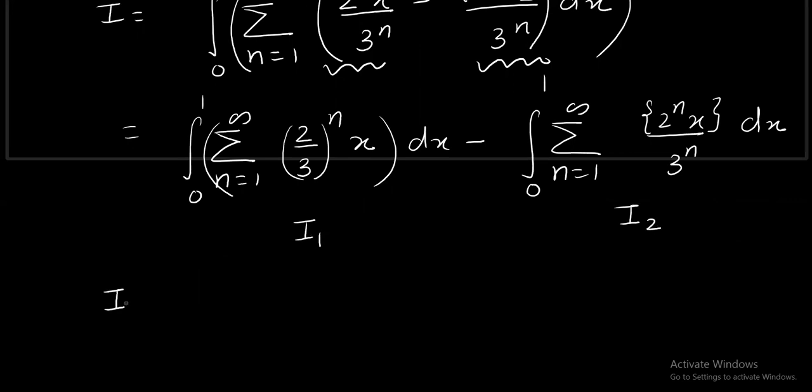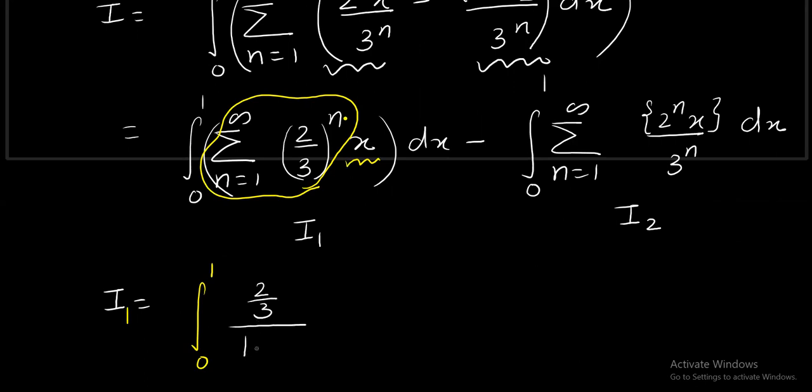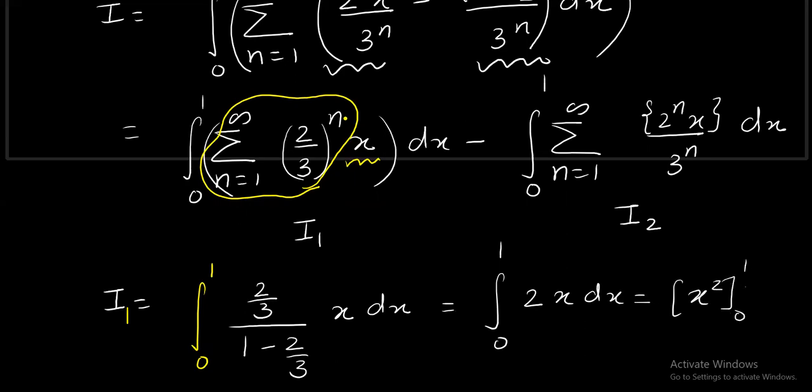I'll start with I1. In I1 you can notice that this is an infinite GP that we are getting. The sigma is on n, so x can be treated as a constant. So I will write my answer. The integral I1 is integral 0 to 1. Now, infinite GP has the first term 2 by 3, and the common ratio is also 2 by 3. So I just applied the general formula that we have for infinite GP and see what we are getting. This is integral 0 to 1, ultimately turns out to be only 2x dx. Or you can say the integral is x squared, which after putting the limits reduces to 1. So I1 is over, and now we'll be proceeding to I2.